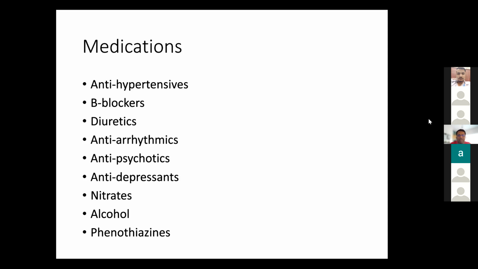Okay? So interrogate the medications: antihypertensives, beta blockers, diuretics, antiarrhythmics, antipsychotics, antidepressants, alcohol, phenothiazine. Patients can be on these medications for some time. Is there any change, an increase or decrease in dose, or anything added on? All these things have to be interrogated as clues to the reason behind the present syncope episode.